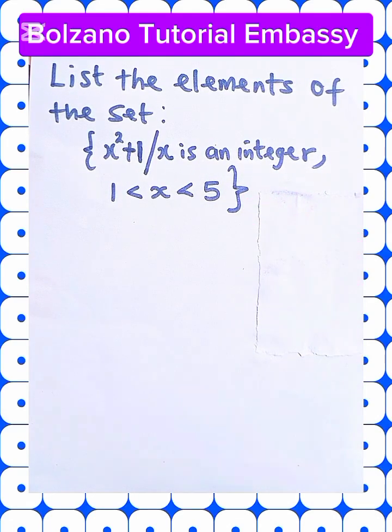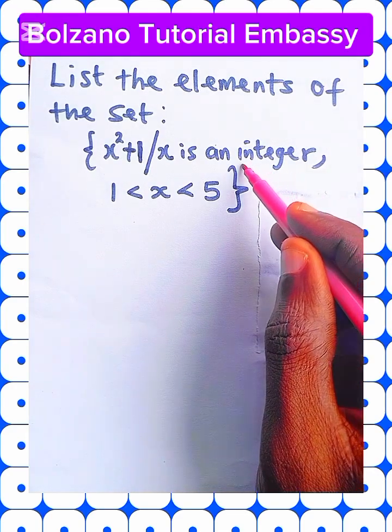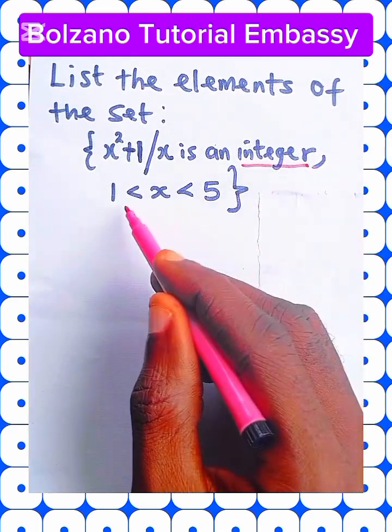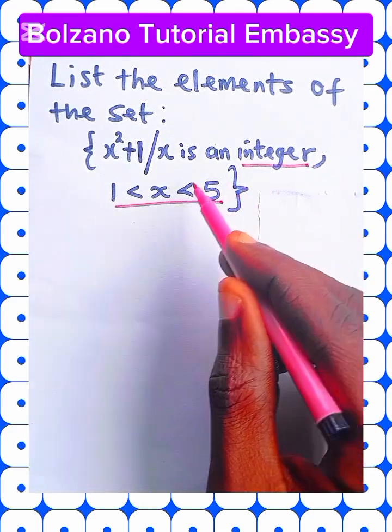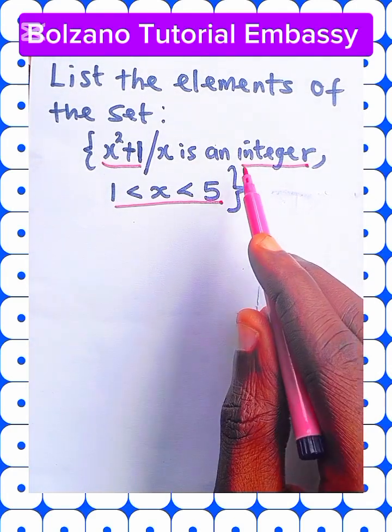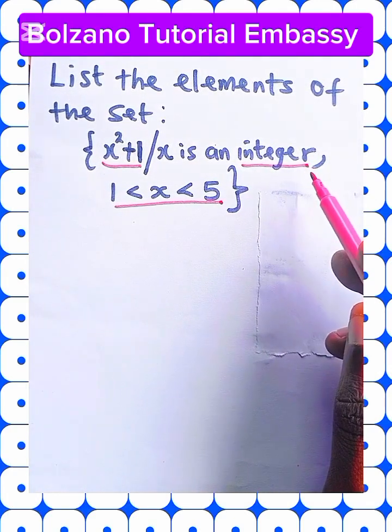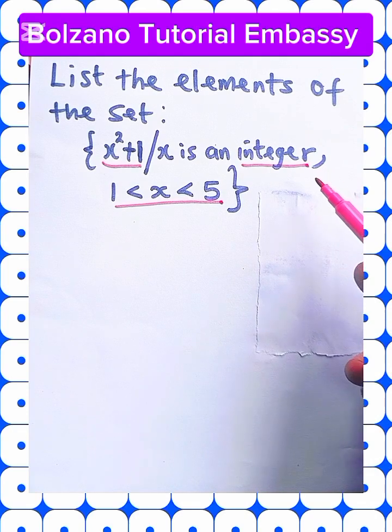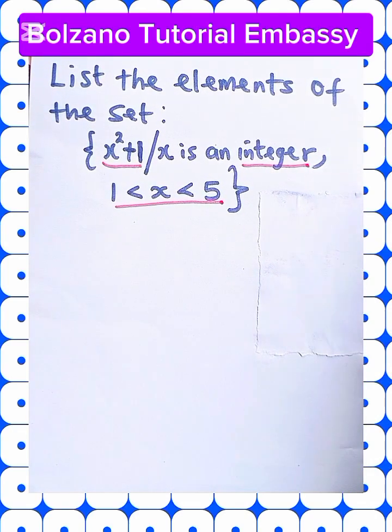Now, in this problem, we need to take note of the keywords here. One, integer, x must be an integer, and x will lie within this interval. And we are meant to evaluate this problem on this expression. So the first thing here, take note, x is an integer. What are integers? Integers are whole numbers, positive or negative whole numbers. So examples of integers, we have 1, 2, 3, and so on and so forth.